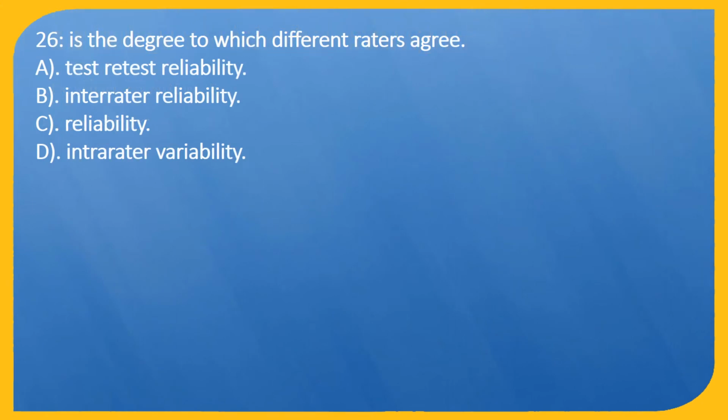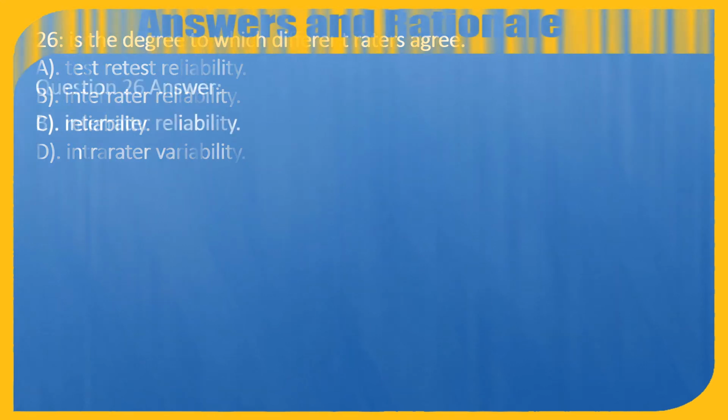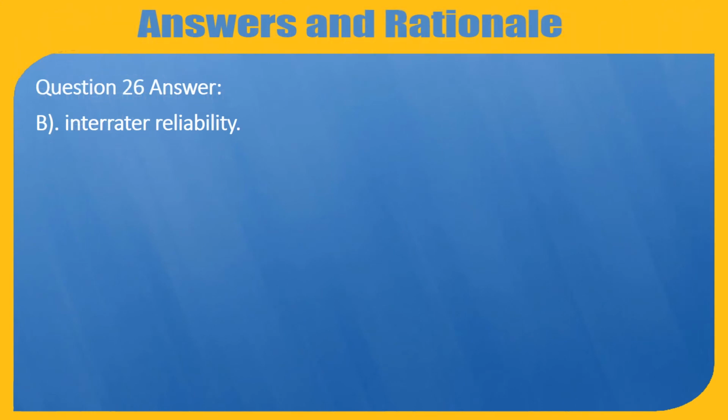Question 26: Is the degree to which different raters agree. A. Test-retest reliability. B. Inter-rater reliability. C. Reliability. D. Intra-rater variability. Question 26 answer, B. Inter-rater reliability.